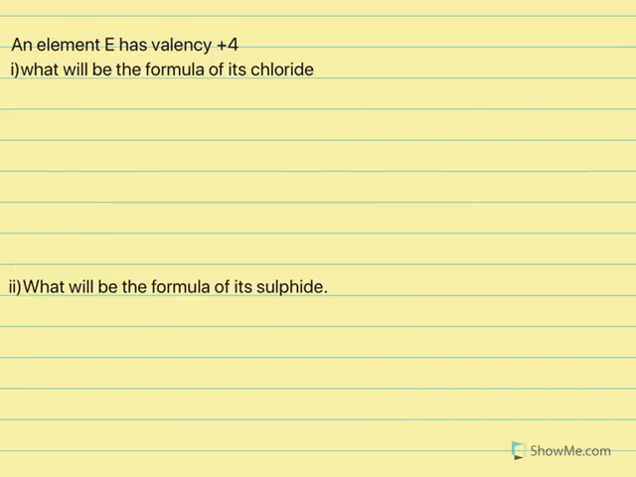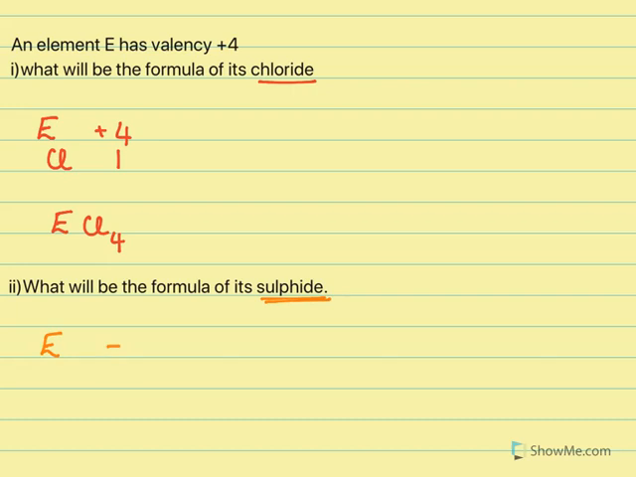An element E has valency +4. What's the formula of its chloride? So E +4, chloride 1. When you crisscross, ECl4. Next, what will be the formula of its sulfide?